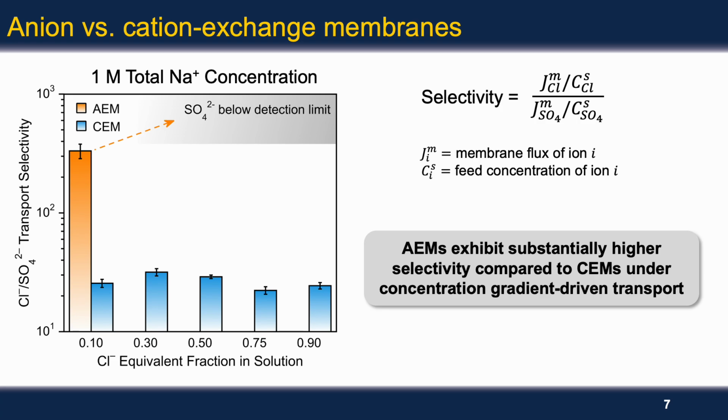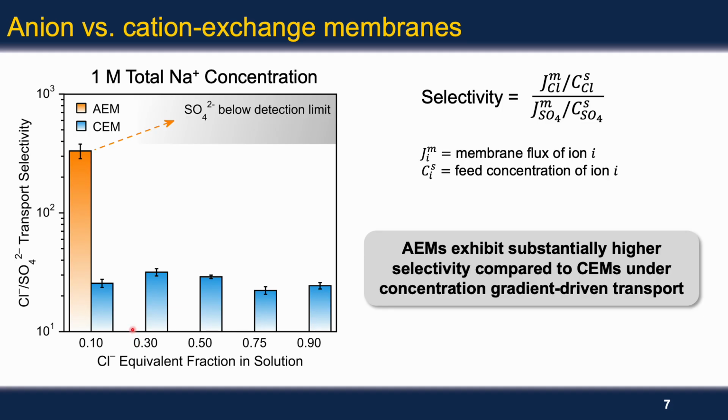In these experiments, we measured the total chloride and sulfate fluxes and normalized them by the concentrations of chloride and sulfate in the external solution. This gives us our selectivity. And we did these experiments with various solutions that have a constant total sodium concentration of 1 molar, and then we varied the equivalent fraction of chloride in the solution. The results are in this plot.